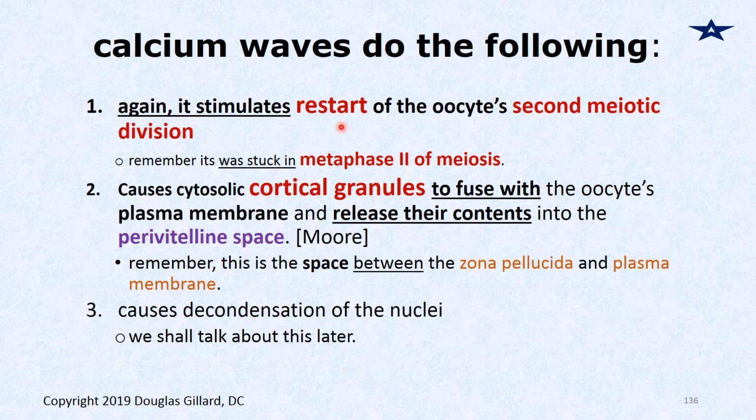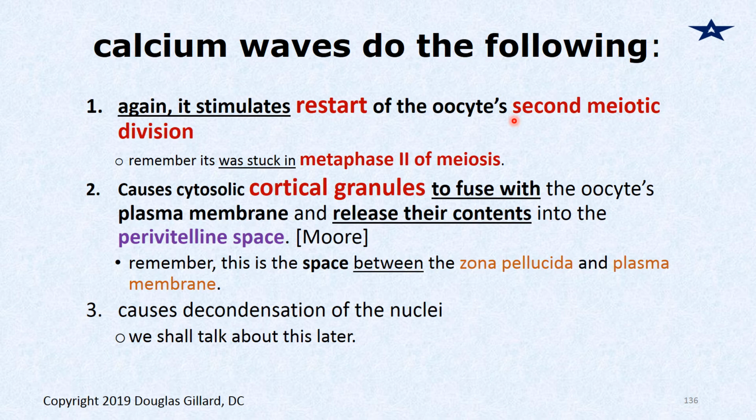It stimulates the restart of the oocyte's second meiotic division. Remember, the oocyte was stuck in metaphase 2 of meiosis. So that wave of calcium stimulates that guy to get going. And it does. The oocyte finishes out meiosis 2, and it creates a new polar body. And now we have 2 polar bodies in that cell.